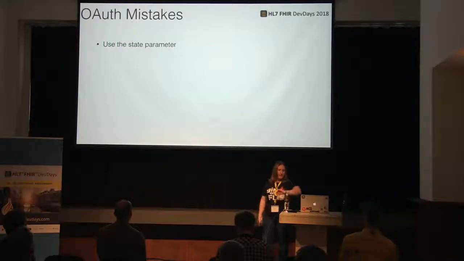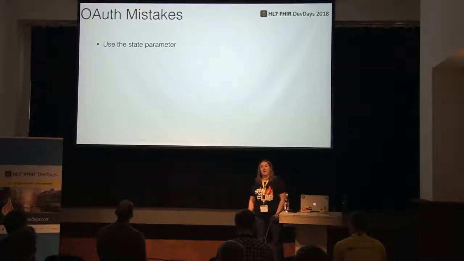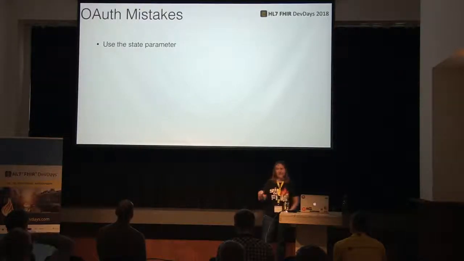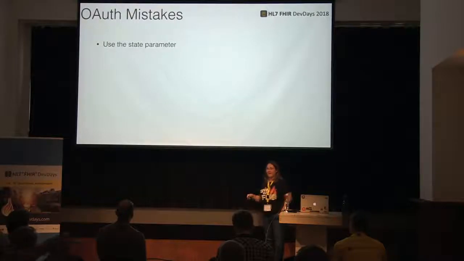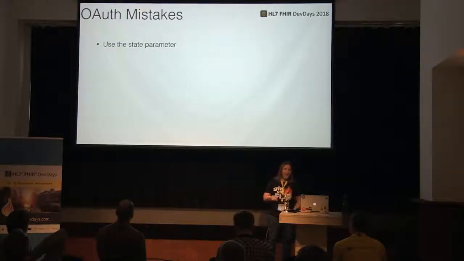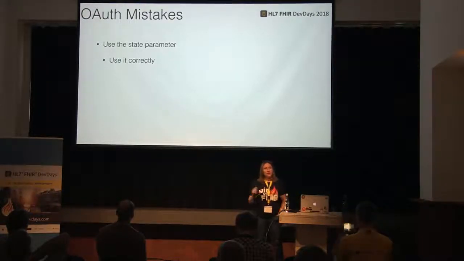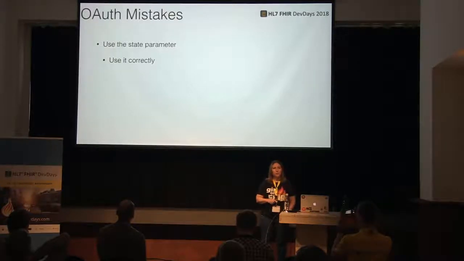Common OAuth mistakes. There is a parameter in the OAuth spec called state. This state parameter is so you don't get hacked. So it's important to understand what it is and use it correctly. What it is, it's supposed to be a one-time use, not predictable value that you send to the OAuth server and that the OAuth server will send back to you when it redirects.